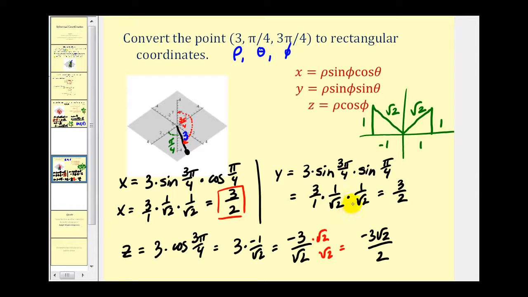Okay, so to put this all together, our rectangular coordinates will be 3 over 2 for x, 3 over 2 for y, and negative 3 square root 2 over 2. And because phi is more than 90 degrees, and that's the angle between this black segment here and the positive z-axis, it is going to be below the xy plane, as we see here.